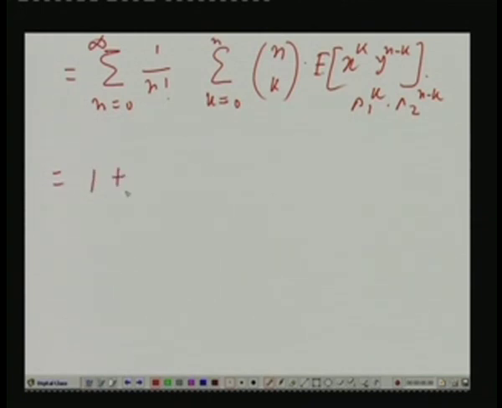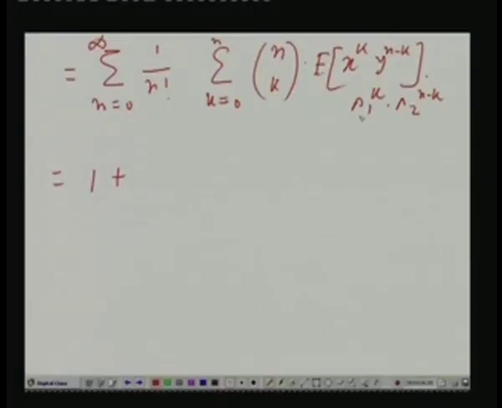Then take n equal to 1. N equal to 1 means in this inner summation I have got two terms, one for k equal to 0, another for k equal to 1. For k equal to 0 first, you have this term S1 to the power 0, that is 1, but S2 to the power 1. So S2, and similarly here E of y, with x to the power 0 being 1. So E of y, and 1 comma 0, that will give us 1 only.